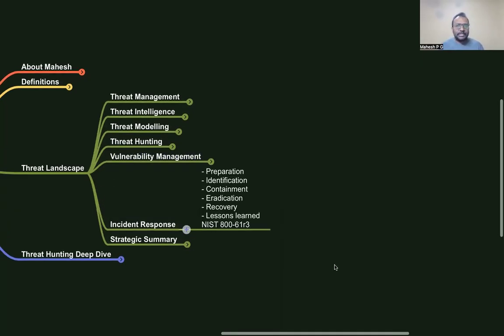When it comes to the incident, it is nothing but there is an incident, there is an alert, there is an attack on the organization. We have to respond to it in the right manner, in the right way. There is a document, the Computer Security Incident Handling Guide by NIST, National Institute of Standards and Technology, 800-61 R3, one of the very important and critical documents for incident response.